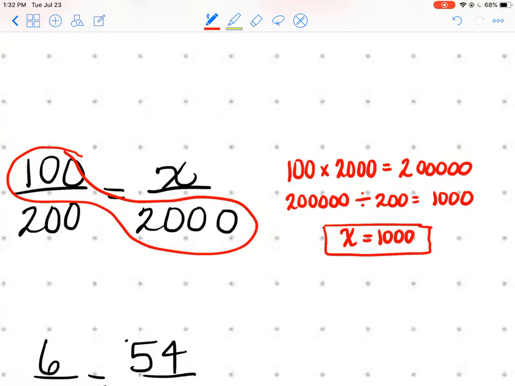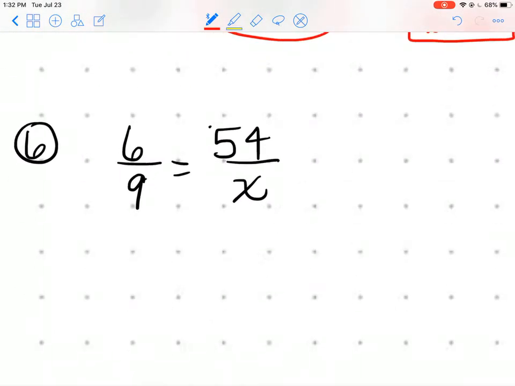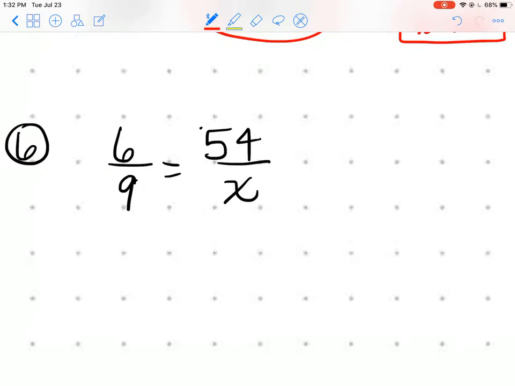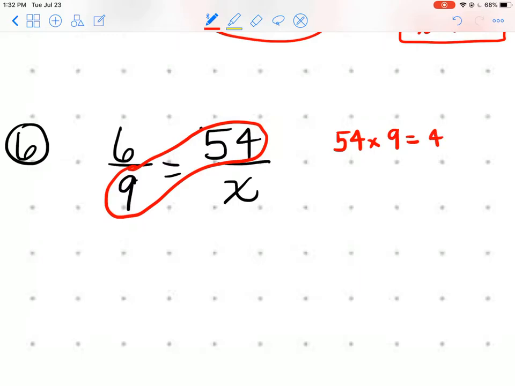Okay. All right, the last example is number 6. And we need a cross product without a letter in it. So I'm going to take this one, 54 times 9. So 54 times 9 is 486. And then we're going to divide that by 6. I believe it's 81, but make sure. So the missing number this time is 81.